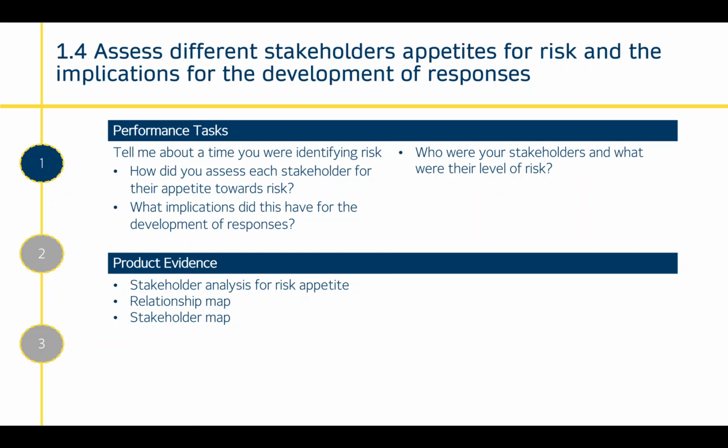1.4 is assess different stakeholders' appetites for risks and the implications of the development of responses. Each stakeholder that you deal with will have a different appetite for risk. Some stakeholders might be open to risk and taking lots of risks, others will be very risk averse. So you've got to assess your stakeholders to what extent they could put up with risk and what risk they're happy with. Because if you give them a task to do and there's too much risk associated with it, then they'll refuse to complete it, and that will cause that particular activity potentially to fail. So it's important to understand what appetite there is for each of your stakeholders regarding risk.